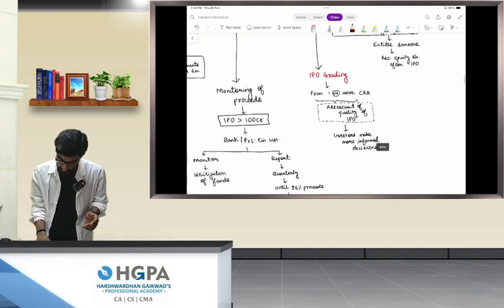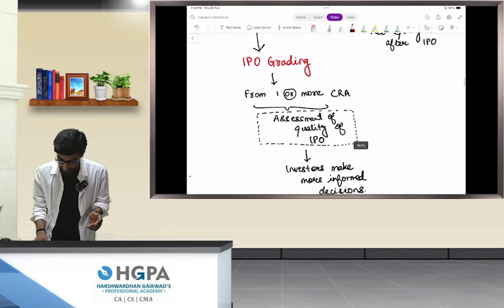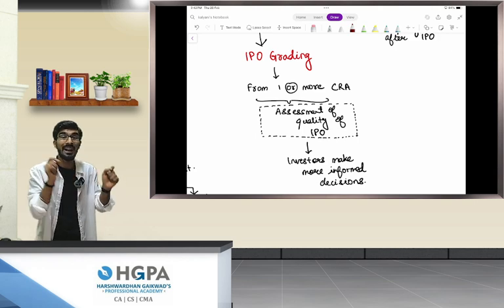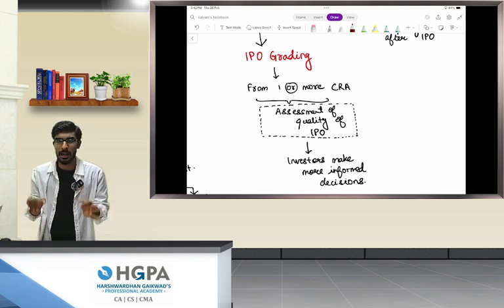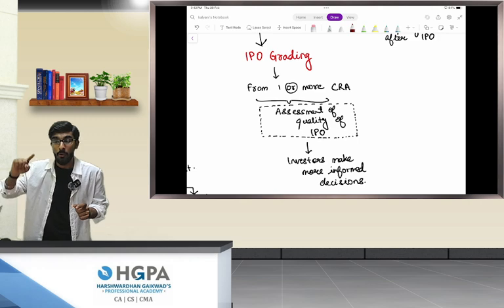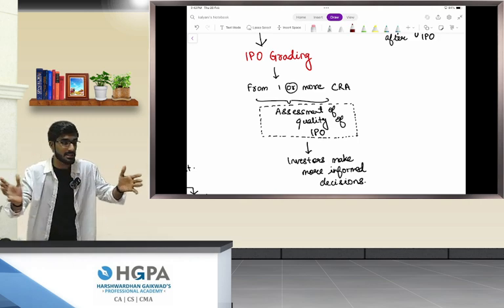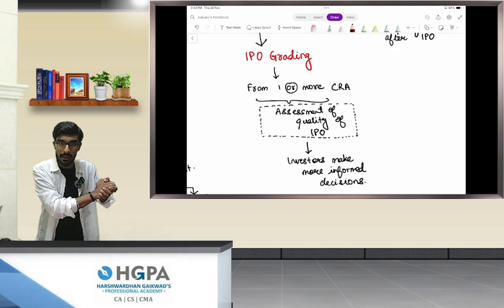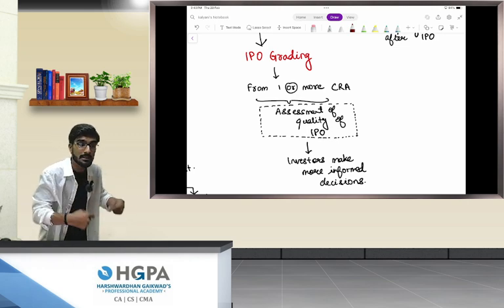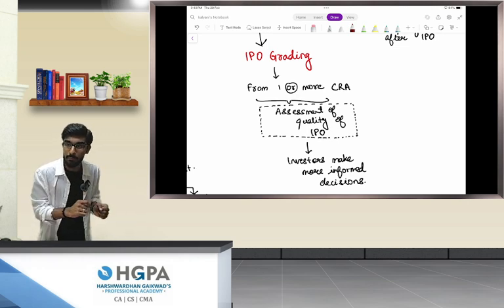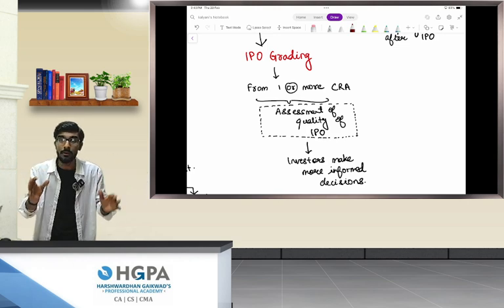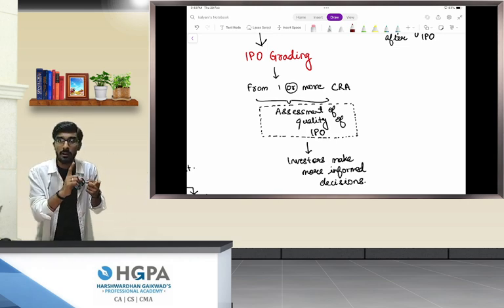Alright, people, alright. Next is IPO grading. Lenskart appoints one or more credit rating agencies, whereby these people will assess how the IPO will be conducted. They will find out for what purpose Lenskart is going for an IPO, what the market conditions are, take every single thing into assessment, and then give a rating to Lenskart's IPO out of 5.